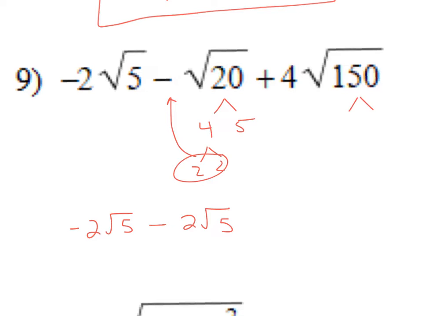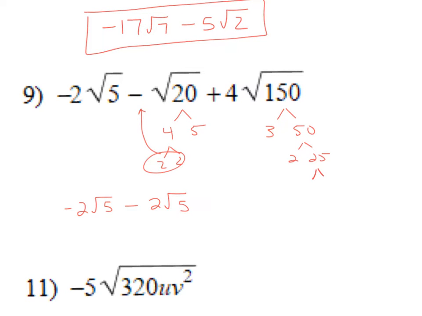All right, and then I'm going to break this guy down. Let's see, I know 3 and 50. 50 would go to 2 and 25. And then your 25 would go to 5 and 5. So the 5's are going to pair up and move out. So 5 times 4 is 20. And then I've got the 3 and 2 left over, so that would be square root of 6.